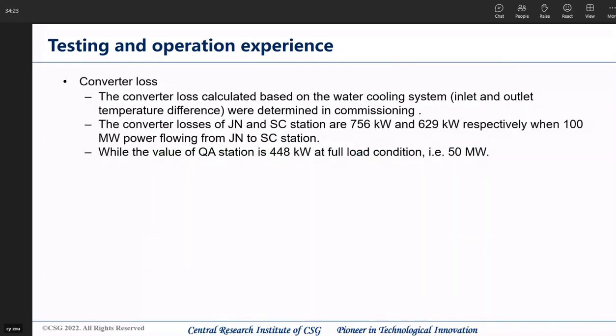The converter loss is calculated based on the water cooling system. It is the inlet and outlet temperature difference, so we can calculate the loss.